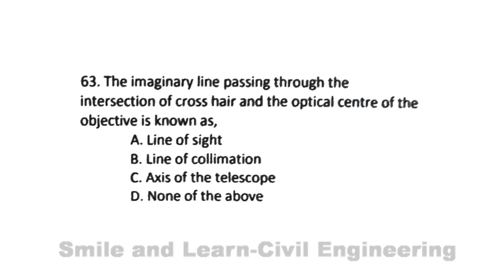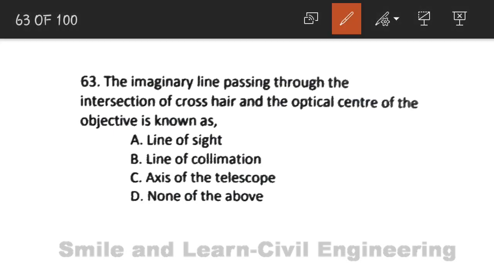Next question, the imaginary line passing through the intersection of crosshairs and the optical center of the objective is known as line of collimation. Now, line of sight and line of collimation are the same, but only if the line of collimation is horizontal. But if we do a survey in a sloped place, or if the ground slope is much higher, then line of sight and line of collimation will be different.